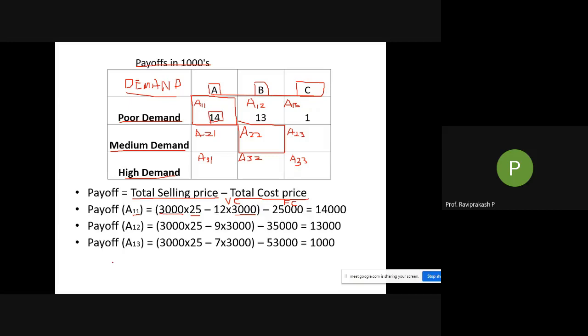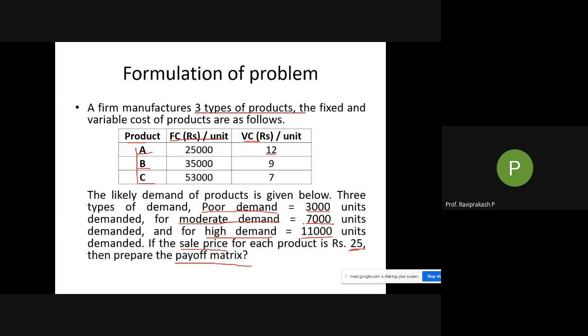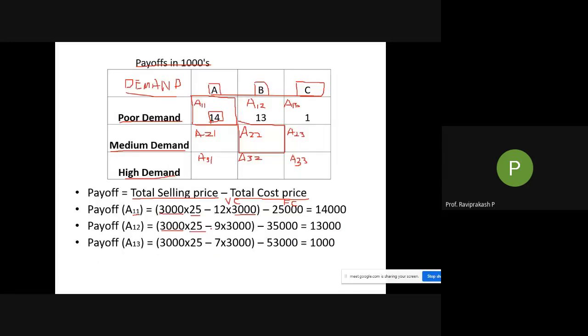Okay, this is the 14 payoff I have got. Similarly, second one A12. So again it is A, right? Again it is A. So I am writing 3,000. Again selling price is 25. But for B, for medium, how much is it? For medium it is 7,000. A12 is here, it's not A21, it's A12. So I am going to B, and for poor demand.